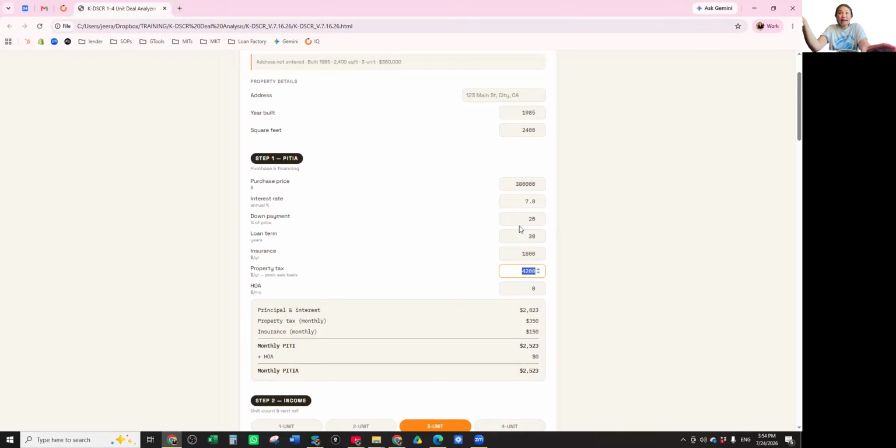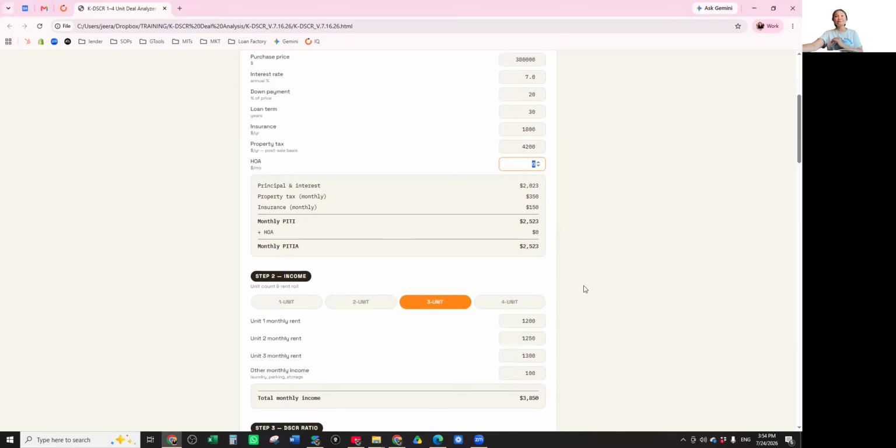Property tax, the same thing. You need to know your tax rate, and this is on a post-sale basis, okay? Meaning based on your purchase price, not the current value assessment. So let's see, this one is 4,200. HOA: you can get it from the realtor, or you can just do some quick research. If it's listed on Zillow, oftentimes they put at the bottom whether it has an HOA or not.